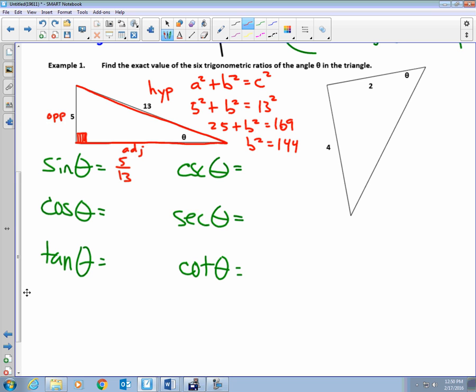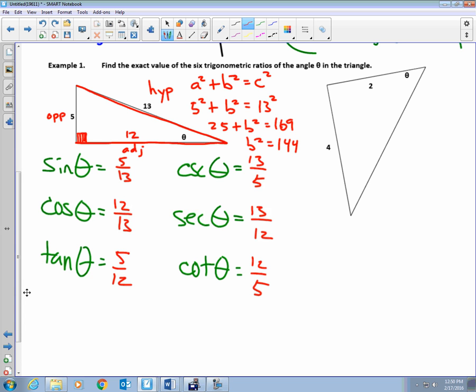So is that my length? No. What do you have to do? Square root, you get 12. So the adjacent side is 12, so what's cosine? 12 over 13. What's tangent? 5 over 12. To get the others is super easy peasy. We just simply take the reciprocal, and we don't even have to really think about it because we are that smart. Done.